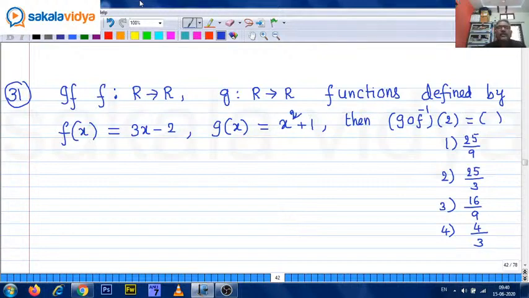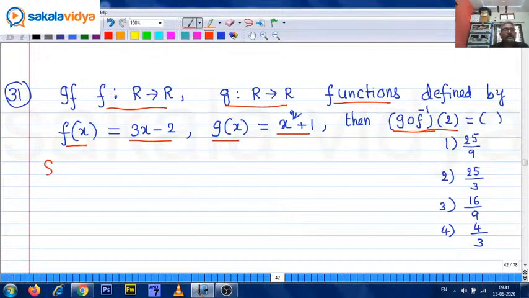Okay, now let us solve this problem. First, f maps R to R, g maps R to R, functions defined by f of x is equal to 3x minus 2, g of x equals x square plus 1. Then g circle f inverse of 2 we need to find out. That means first we need to find out f inverse x. So first let us find out f inverse x.